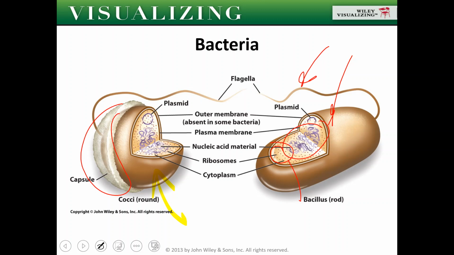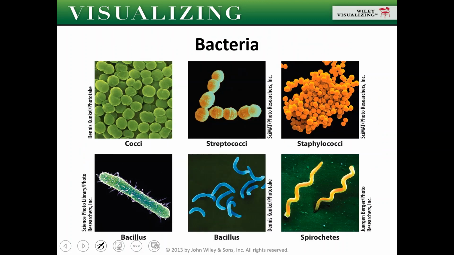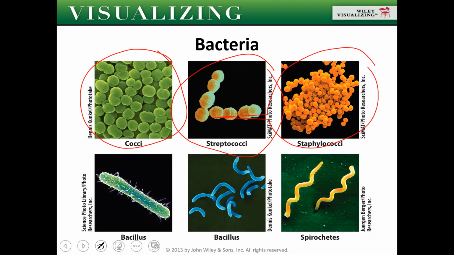And shape-wise, bacteria can generally be divided into several groups. I'm going to move here and then go back. So they can be circular cocci. If those circular bacteria form chains, we call them streptococci. If they form clumps, staphylococci. Bacilli are rod-shaped. Sometimes the curved rods are called vibrio. And this kind of spiral bacteria are called spirochetes.